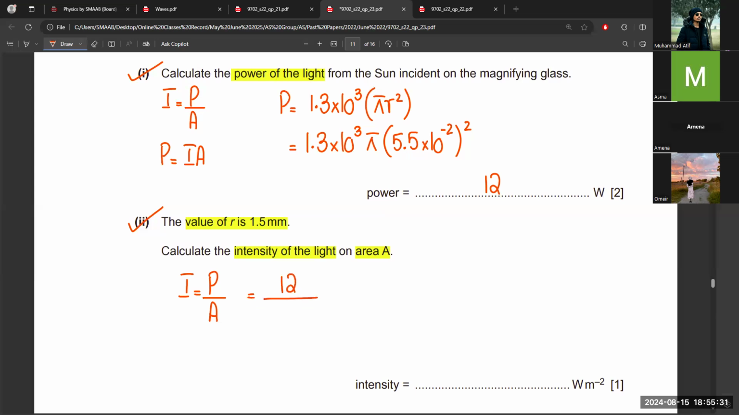And again, area is equal to pi r square. But this time r is equal to this 1.5 milli, it means 10 to the power minus 3, square, right? So this is the only difference. Method is same. So this is the answer for another part.